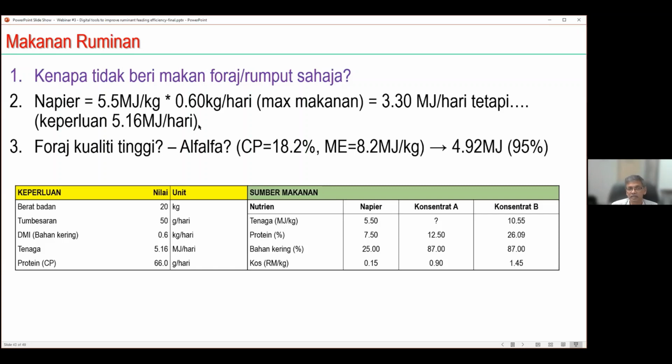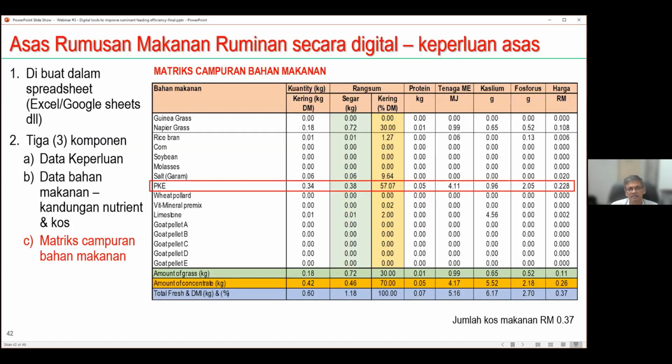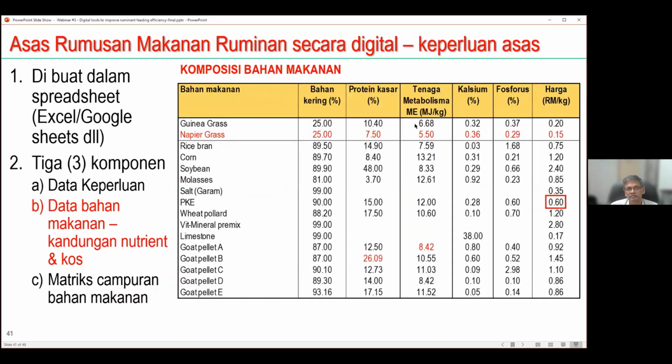So the system yang saya tunjuk tadi, you can actually change. You can set, for example, I set here at 30%. I set here at 30% forage. 25%. So you can set higher, you can set lower, tetapi they must meet the requirement.